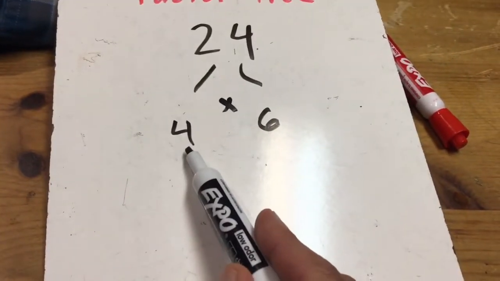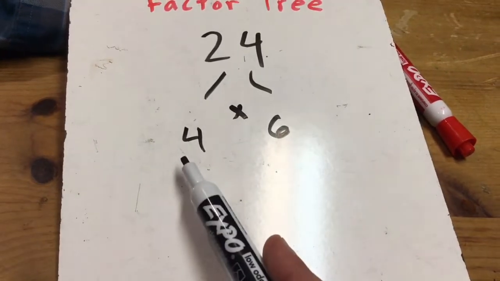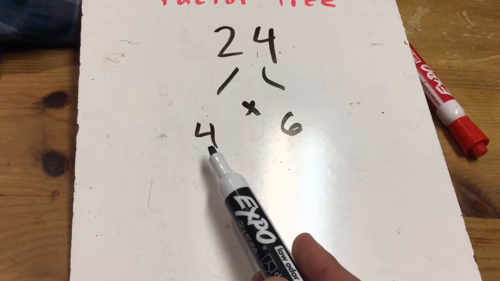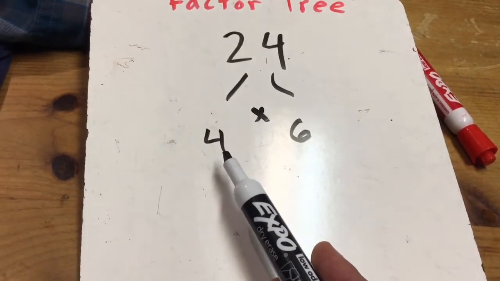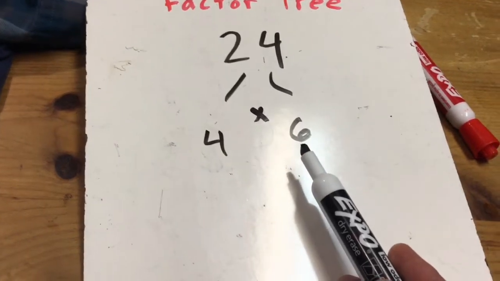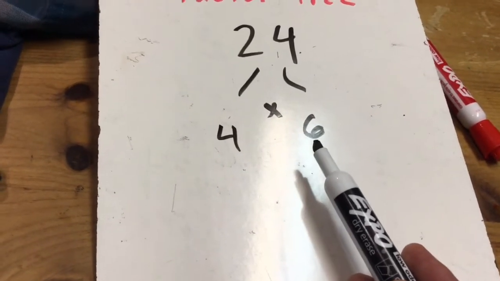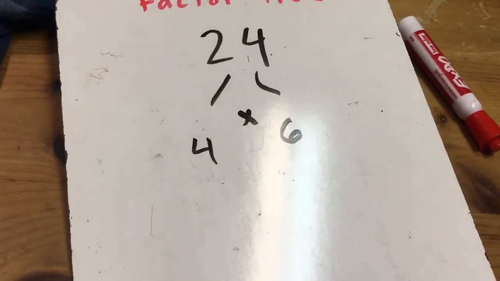The next question, are these prime numbers? Are either of these prime numbers? That means, is there any way I can multiply 4 evenly besides using 4 or 1? Yes, there is. How about 6? Is there a way I can multiply to get 6 besides 6 times 1 or 1 times 6? Again, the answer is yes, there is.